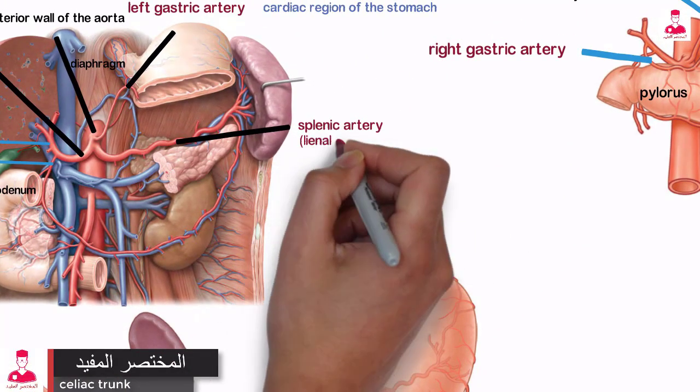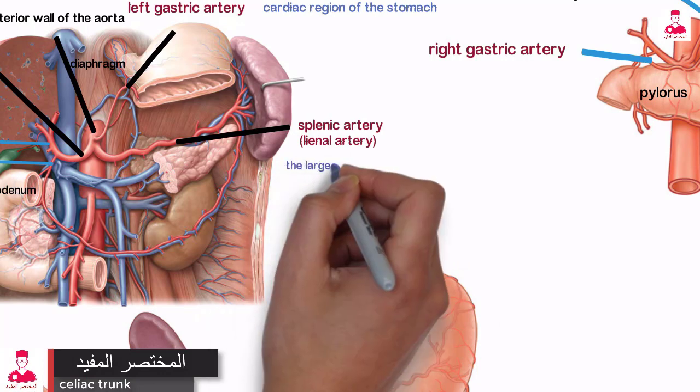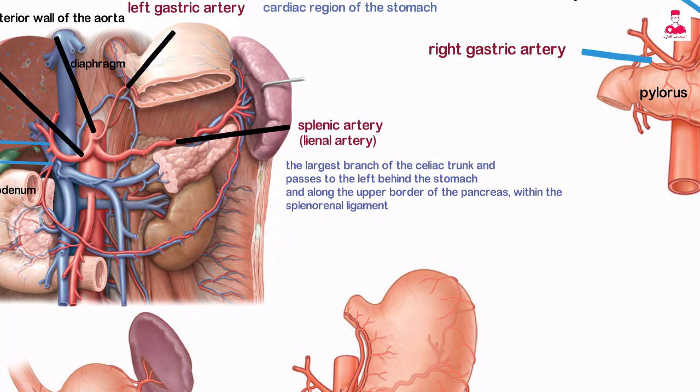The splenic artery is the largest branch of the celiac trunk and passes to the left behind the stomach and along the upper border of the pancreas within the splenorenal ligament to the hilum of the spleen at the point where the splenic artery courses near the border of the pancreas.